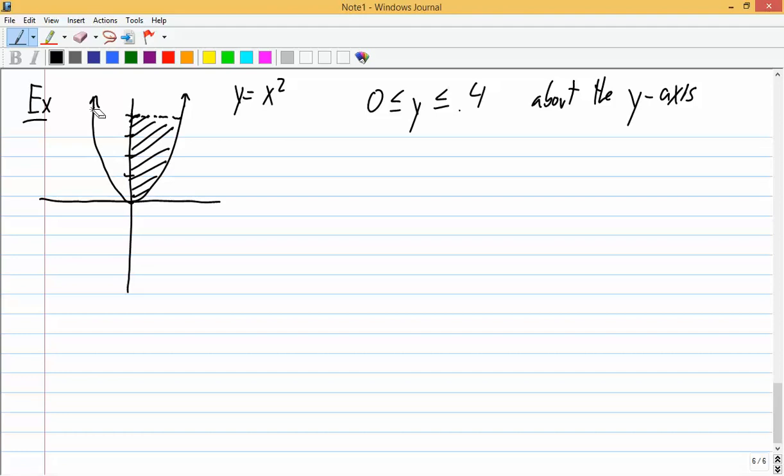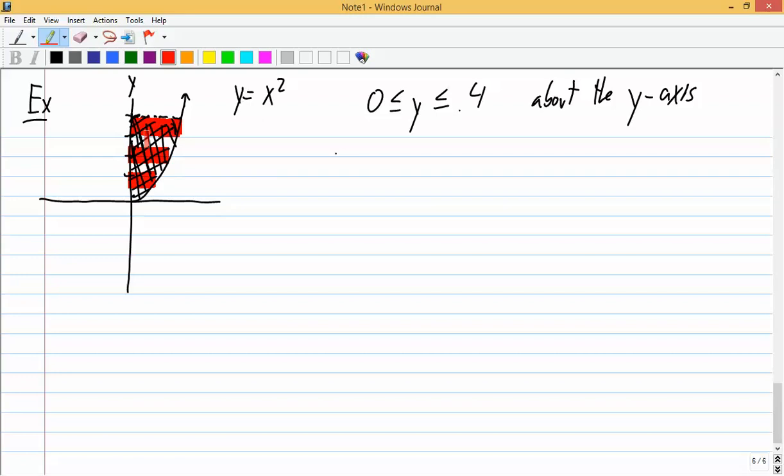So we really don't even need this part of the graph. We're just taking this right here and we're revolving it about the y-axis. So that is a vertical axis of revolution. So what I'm doing is I'm taking horizontal rectangles like that, and I'm revolving them about the y-axis.